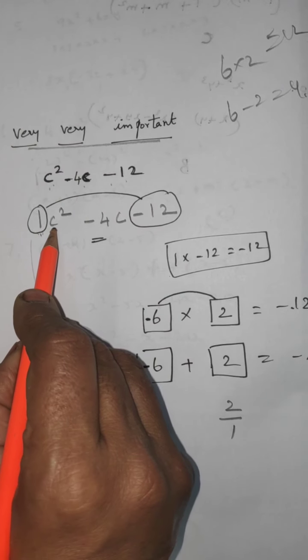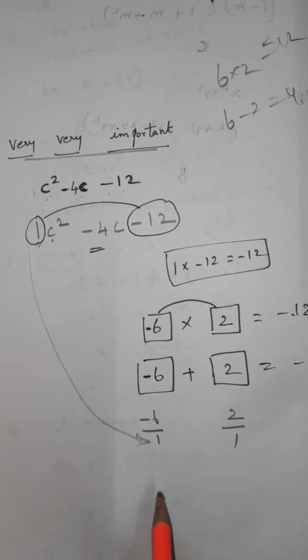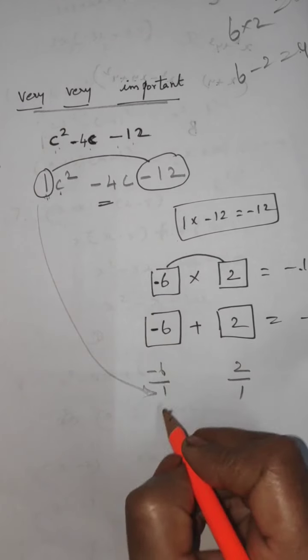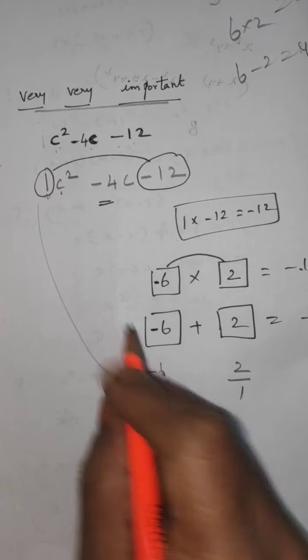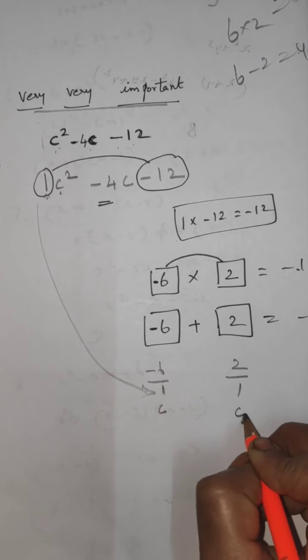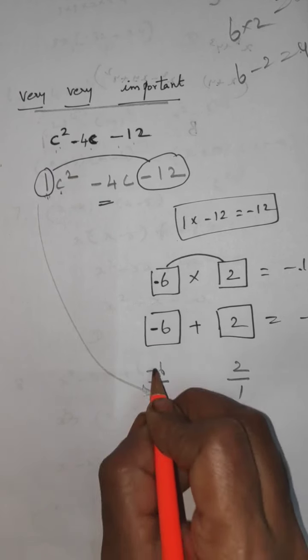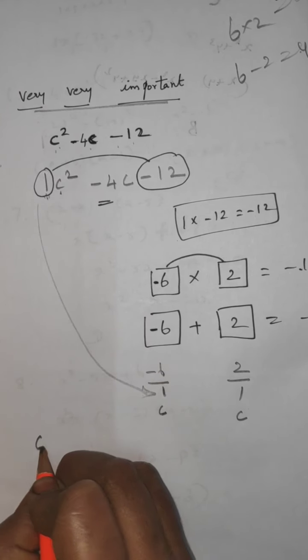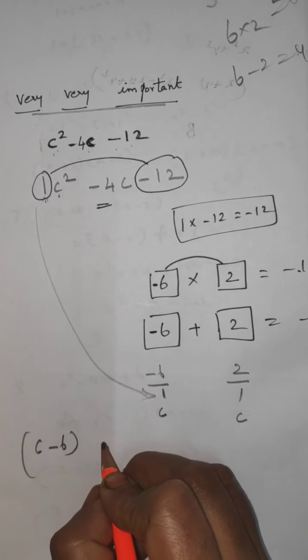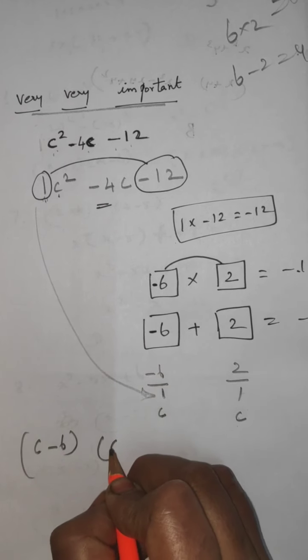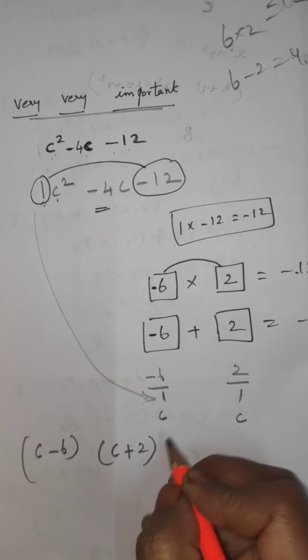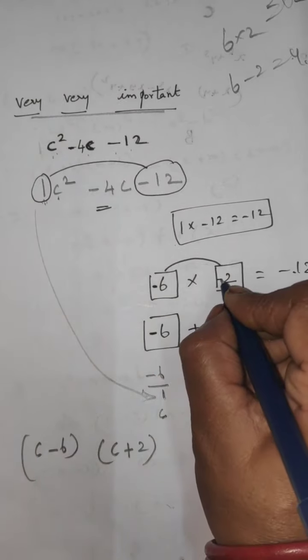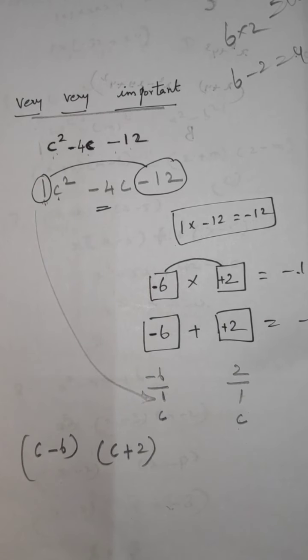C squared. For the first term, we write 1 by 1. So when you divide, the answer is the same answer only. So for this C, 1, you write C. Here also write C. The factor answer is C minus 6. 1 into C equal to C minus 6 is one factor. Here 1 into C equal to C, plus 2. C plus 2 is another factor. If you are confused, put the plus symbol, then no doubt will come. Any doubt? This method is very easy.